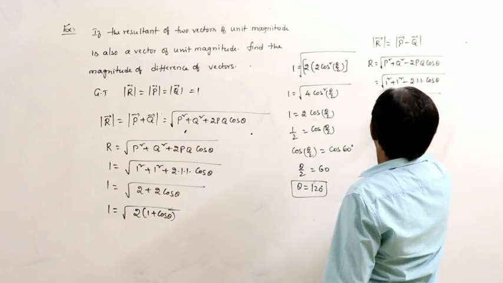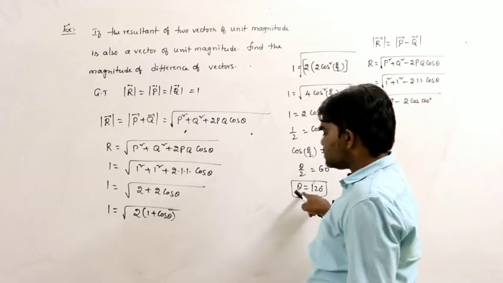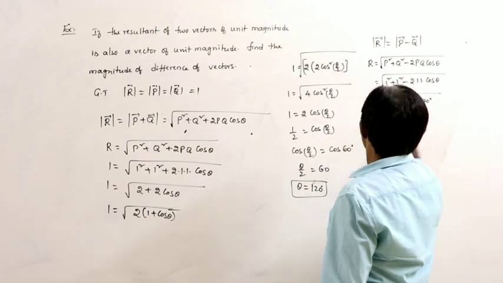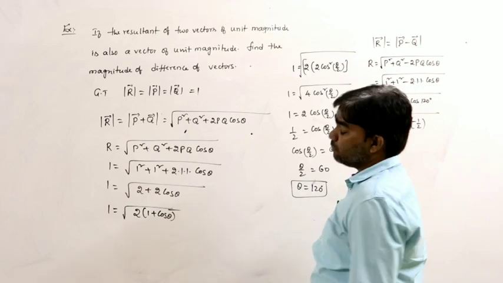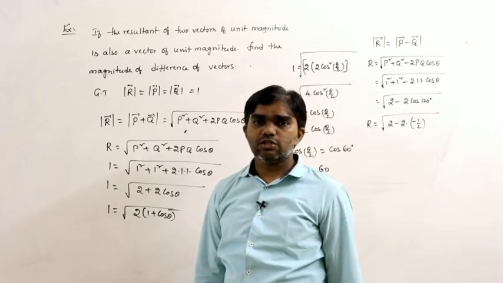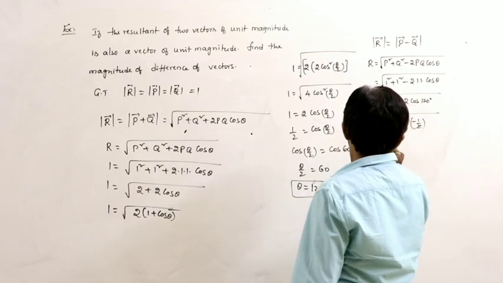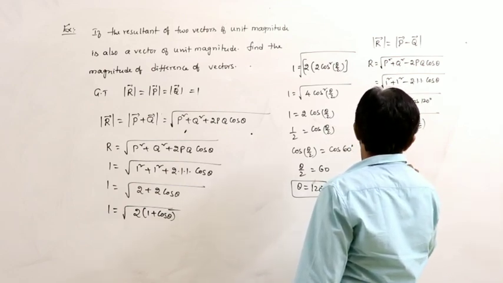So square root of 2 minus 2 into cos theta, where theta is 120. What angle did we get? 120 here. So R is equal to square root of 2 minus 2 into cos 120, and the cos 120 value is minus 1 by 2. Cancel: R is equal to 2 minus of minus 1, plus 1. So R is equal to root 3.